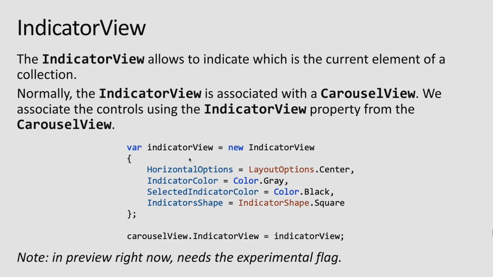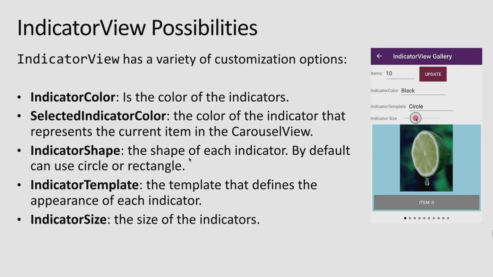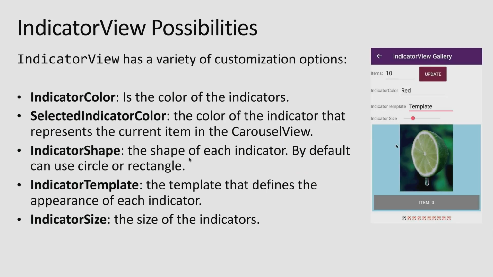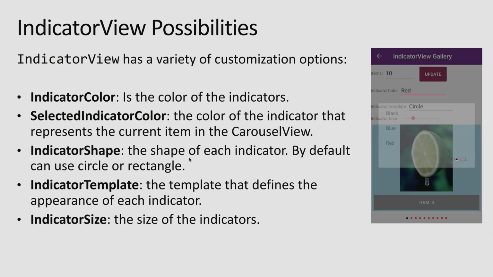Again, also in preview, here you see a little bit of code of how to use that. We have the options to, of course, do some layout with that, where you want to center it horizontally, vertically, but also what color you want the indicator to be, what color the selected indicator should be, and what kind of shape you want to use. You can see a little sample on this slide right here. The color, I've already mentioned that, the shape, but you can also use a template. So you can also give your own template for the indicator. And of course, you can give it a size, so you can make it bigger or smaller.